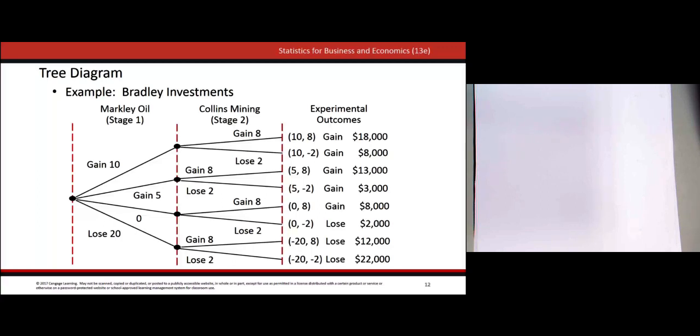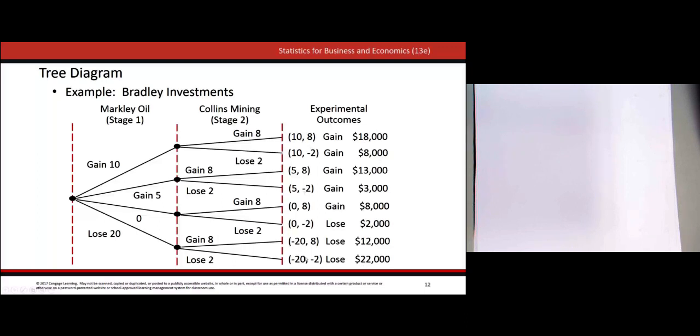And if this happens, you are losing $20,000 from Mark Lloyd and gaining $8,000 from Collins. If this happens, then in total you are losing $12,000. Or you lose $20,000 from Mark Lloyd and lose $2,000 from Collins, negative 20, negative 2. Then if this happens, you are losing $22,000 from the investment.